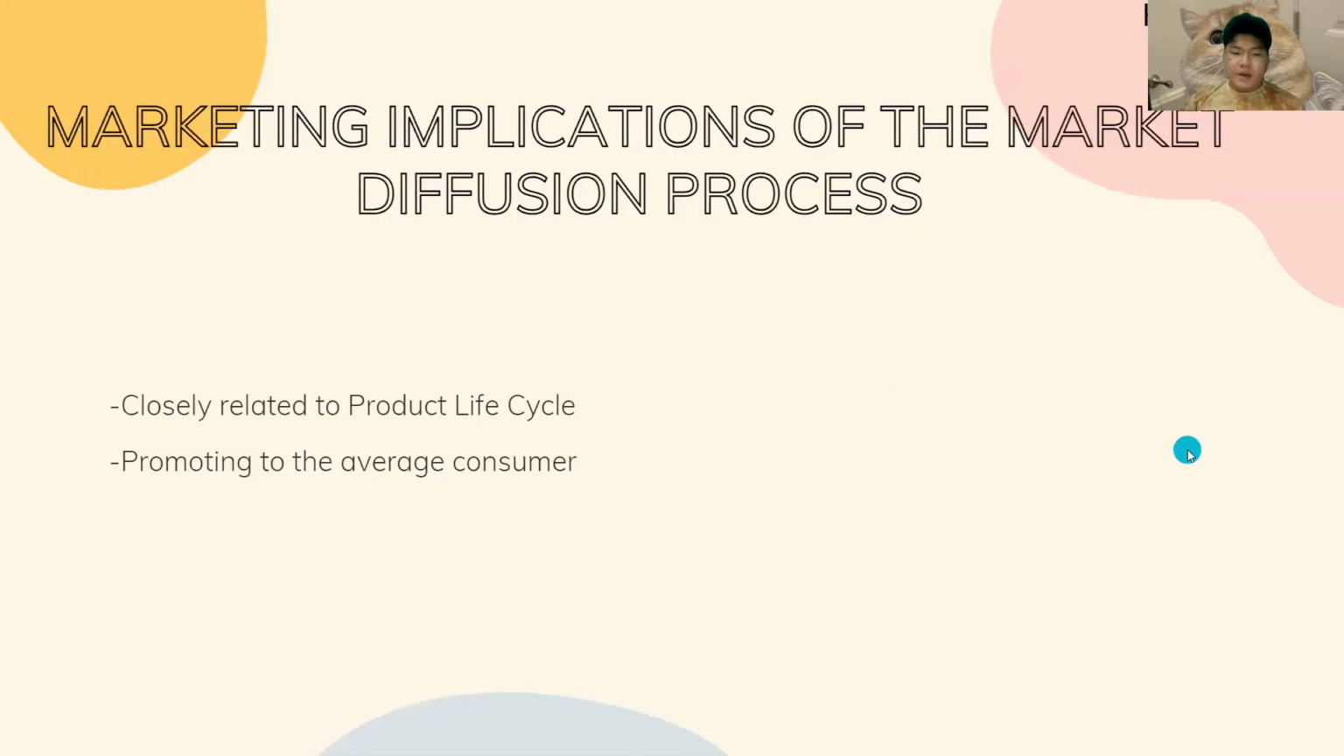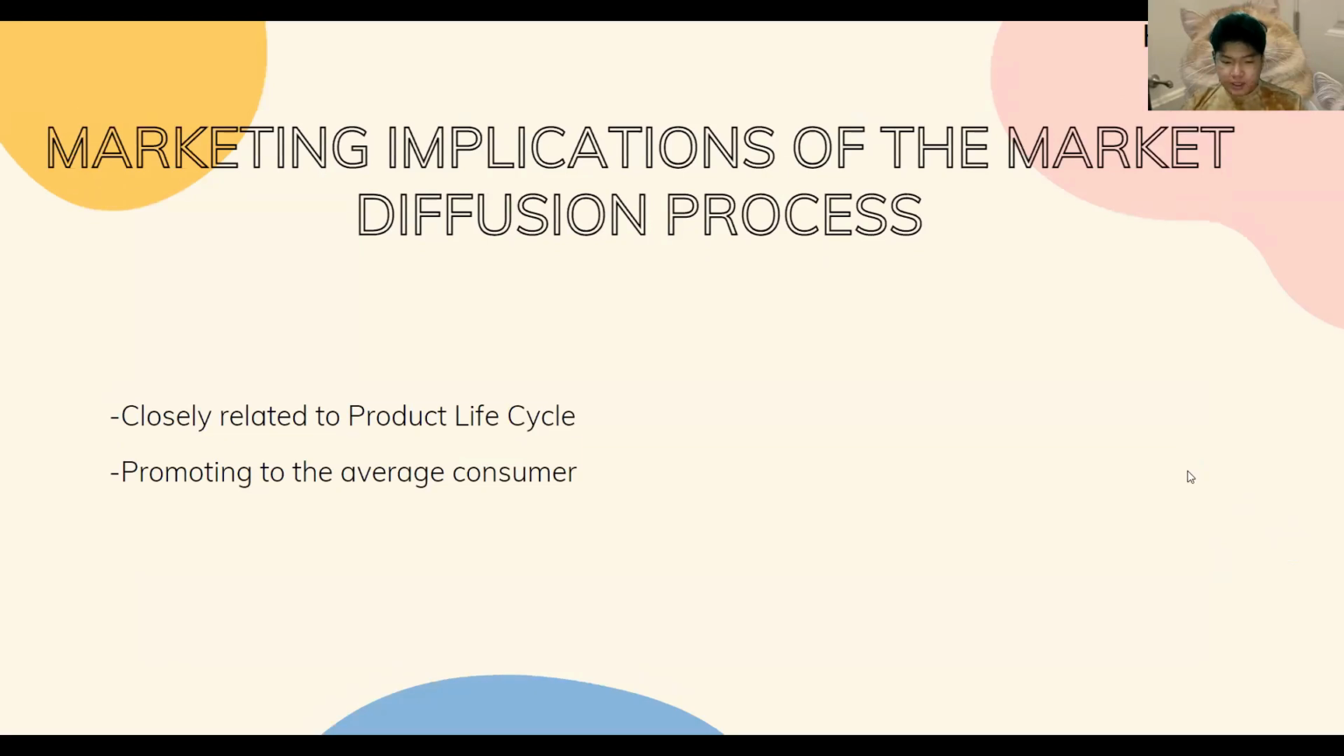And about the marketing implications of the market diffusion process. The market diffusion process is closely related to the product life cycle and can be used both as a means of segmenting the market and for suggesting appropriate marketing activities. Promoting to the average customer will be ineffective unless the innovators and early adopters have experienced the product and are willing to recommend it. The marketing mix will need to change as the product moves through the segments of the market diffusion process.